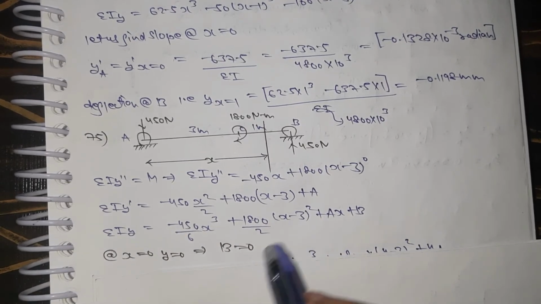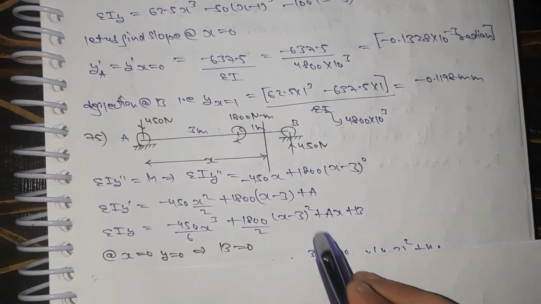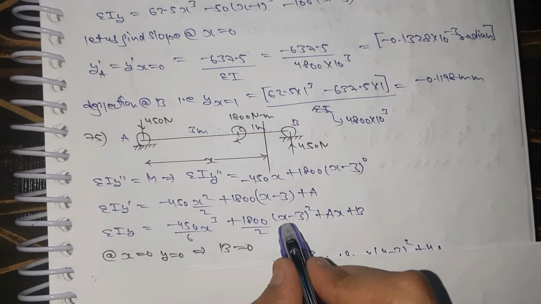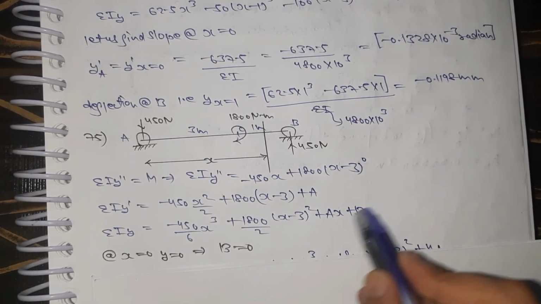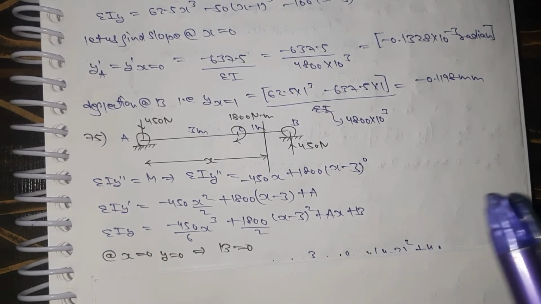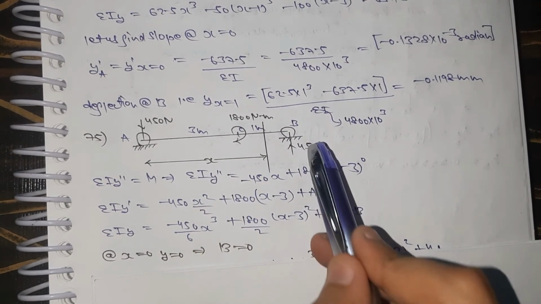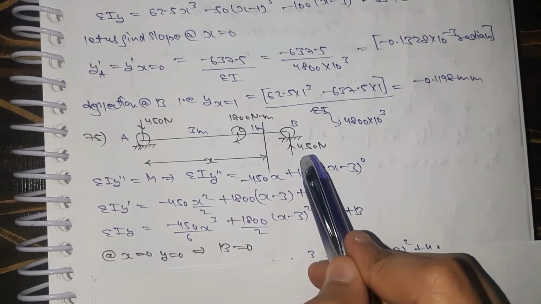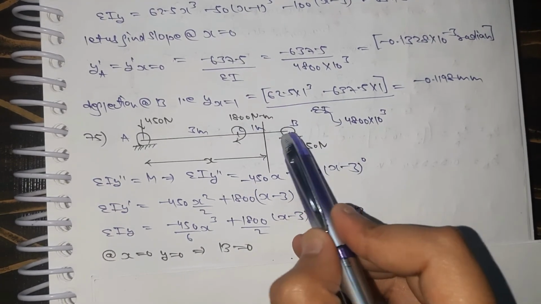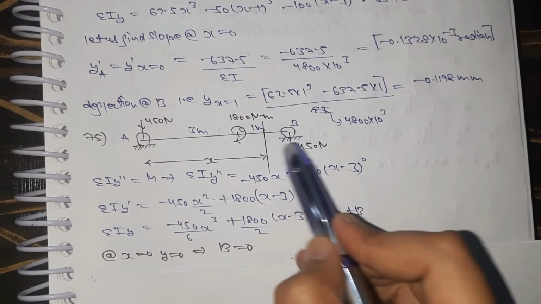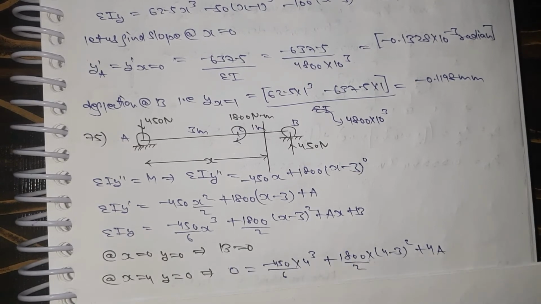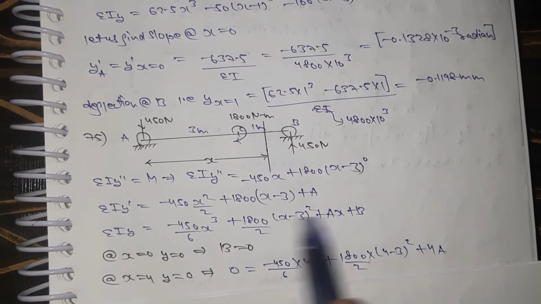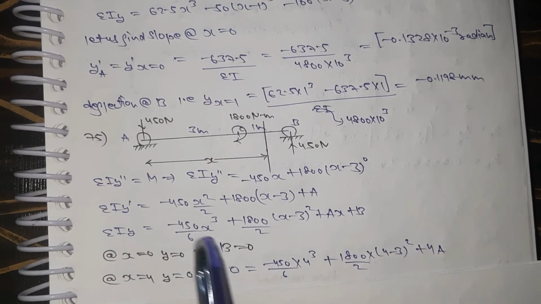Guys, while using x equal to 0, please neglect this term. Why neglect this term? Because 0 minus 3 will become negative, so you will have to neglect the term. Once you neglect this term, you will get b as 0. Now another boundary condition I'm going to use is at x equals 4, deflection will become 0 again. Why 0? Because this is again a support end, and at a support there can never be any deflection. Please mind it.